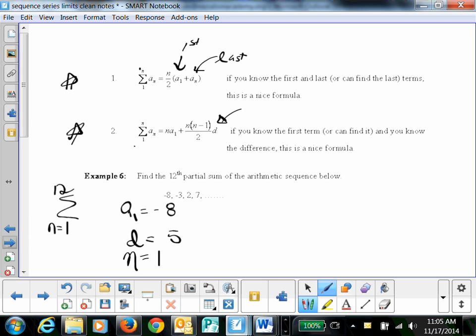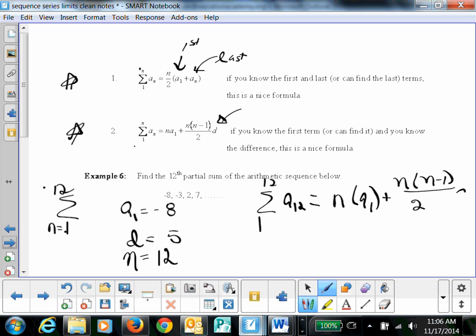No, it's going to be 12, because where am I going? I'm going from the first term to the 12th term. That's my n. So I'm going to say my sum from 1 to 12 of a sub 12 is equal to n times a sub 1. Remember, write these formulas down to help you remember what they are. And then plug it in. My n is 12. My first term we said was negative 8.